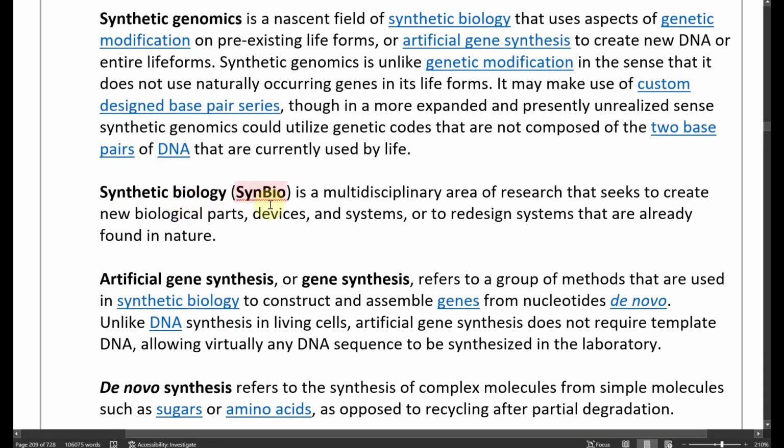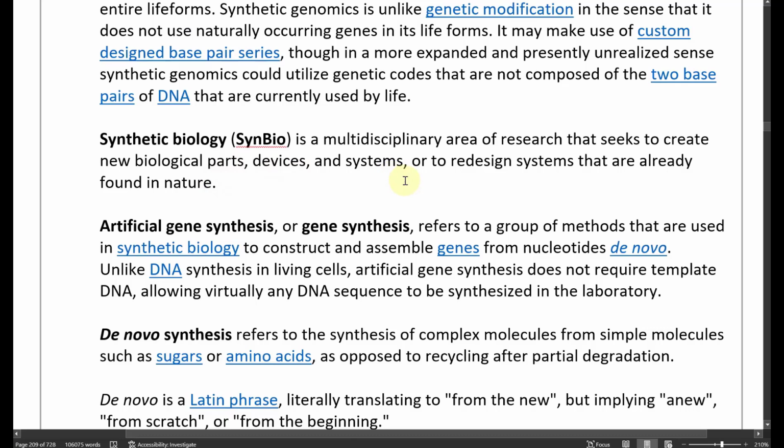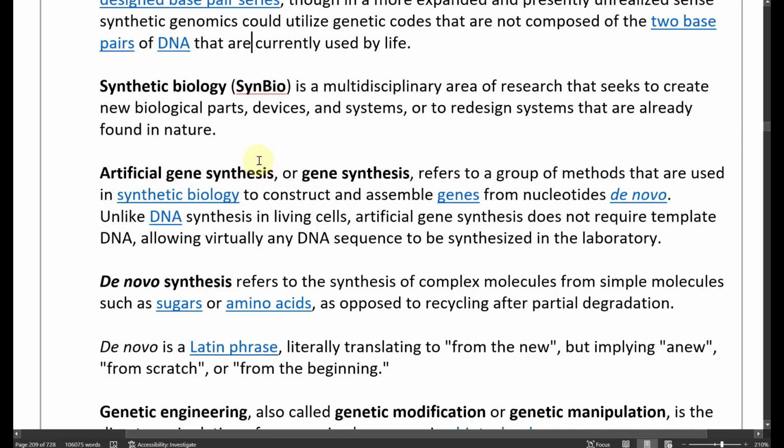So anyway, synthetic biology or synbio is a multidisciplinary area of research that seeks to create new biological parts, devices, and systems, or to redesign systems that are already found in nature. And so going further, artificial gene synthesis or gene synthesis refers to a group of methods that are used in synthetic biology to construct and assemble genes from nucleotides de novo. We'll get to that in a bit. So unlike DNA synthesis in living cells, artificial gene synthesis does not require template DNA, allowing virtually any DNA sequence to be synthesized in a laboratory.